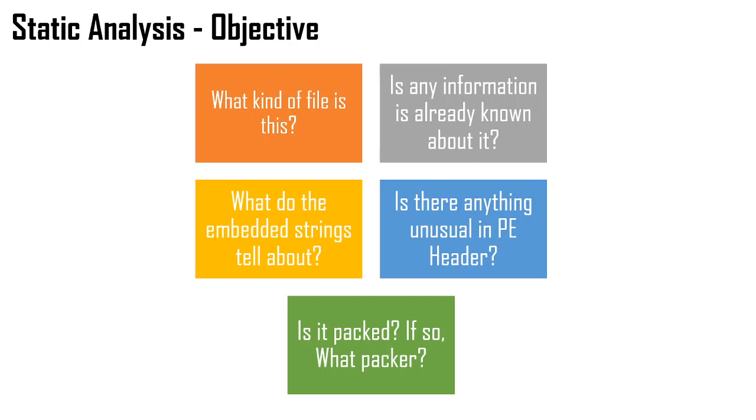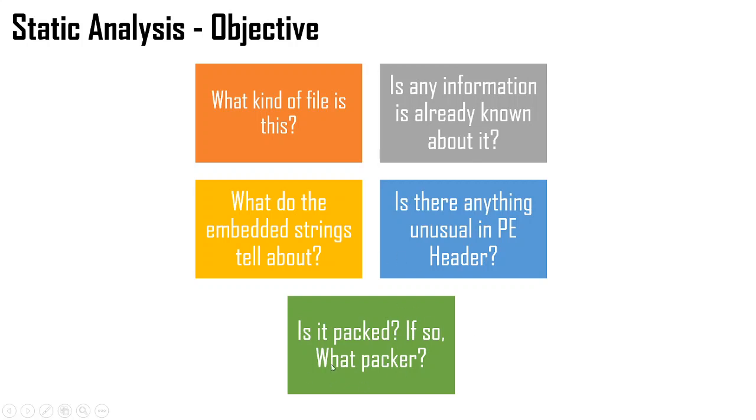So I have shown the static analysis objectives. We have seen what kind of file this is, whether there is any information we get before executing that file, and any embedded strings found, right? Is there anything unusual in the PE header? These 2 things, embedded strings and unusual things in the PE header, I will let you know in the next 2 modules, right? I'm going to do this in a separate module. What are all the embedded strings present in the malware, and also any unusual thing which is present in the PE header.